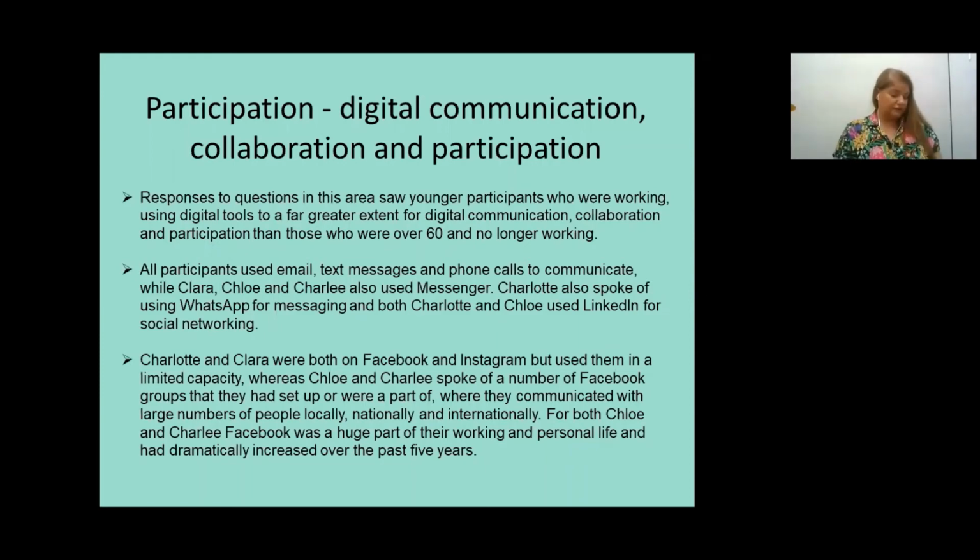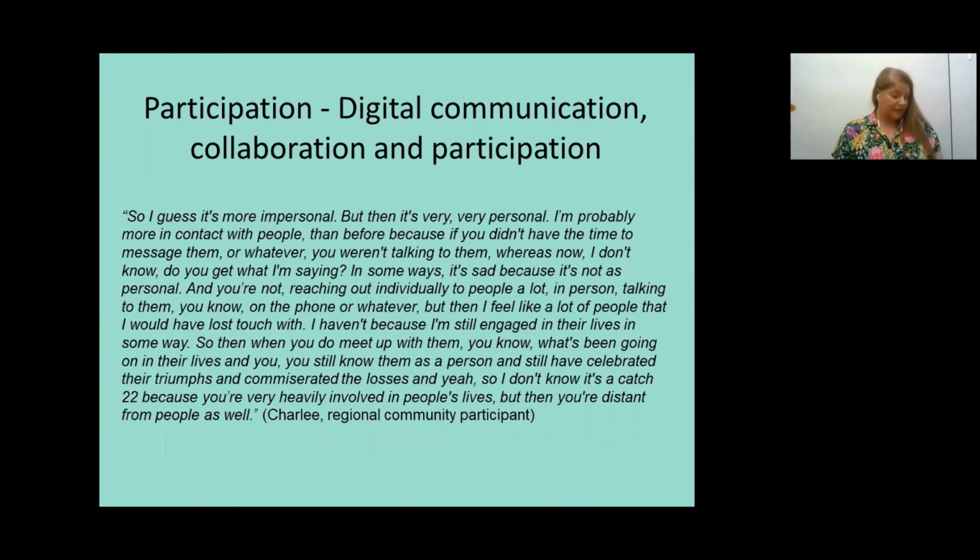Charlie, a teacher from a regional Queensland school, shared, "So I guess it's impersonal, but then also very, very personal." She says that she's in contact with a lot of people, but not individually as such. But she also is still in contact with people that she ordinarily would have lost contact with. So she says it's a catch-22 situation because you're heavily involved in people's lives, but you're also very distant from people as well.